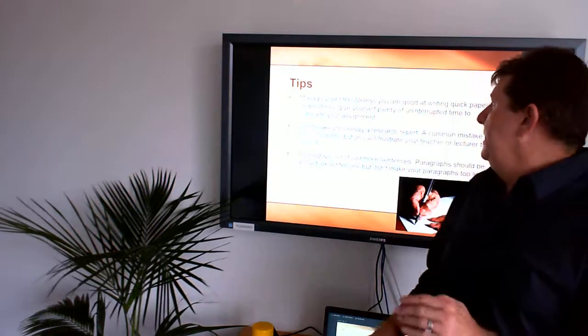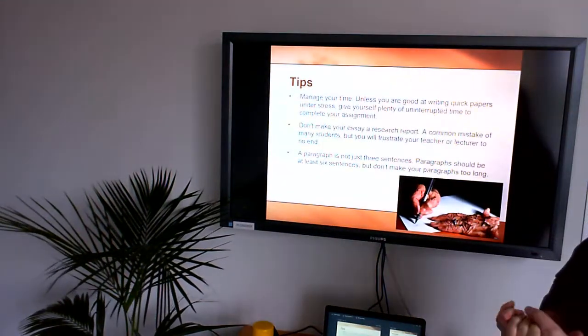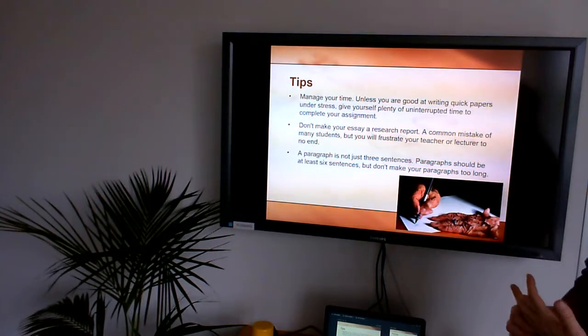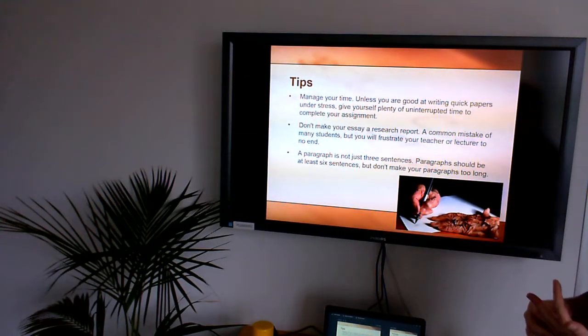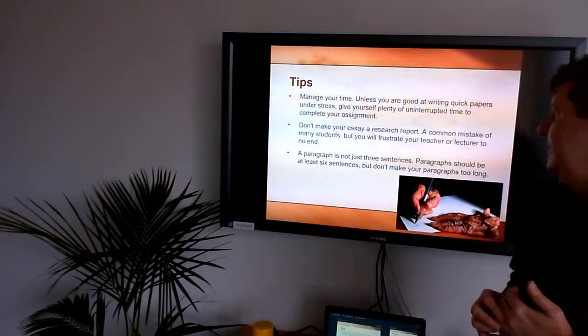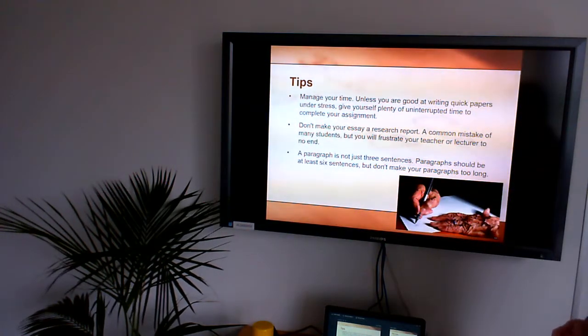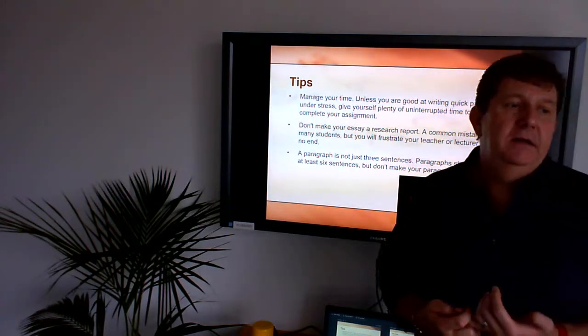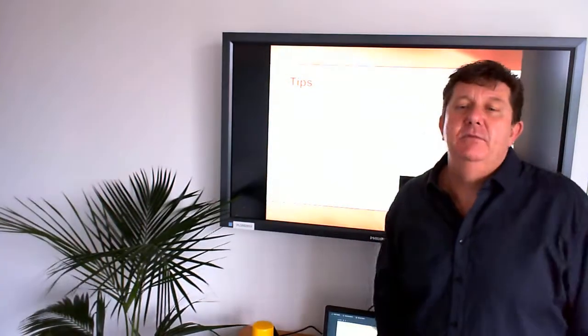Okay, so don't make your essay a research project. An essay is an essay. It's a common mistake, but you will frustrate your teacher or lecturer to no end. A paragraph is not just 3 sentences. Paragraphs should be at least 6 sentences, and don't make your paragraphs too long. Don't write a whole page as one paragraph.